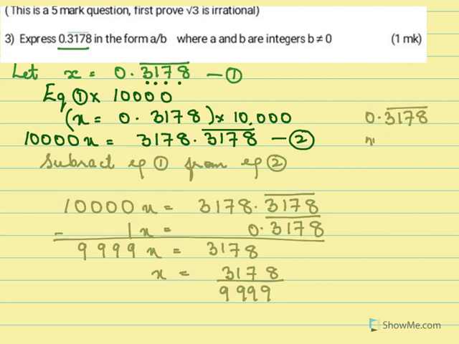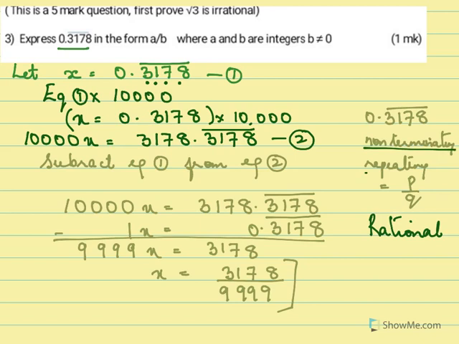Thus you have seen that the number 0.3178 bar is non-terminating but repeating, and it can be written in the form p over q. Look here, we have written it in the form of p over q. Therefore we will say it is a rational number. So non-terminating, repeating decimals are rational numbers.